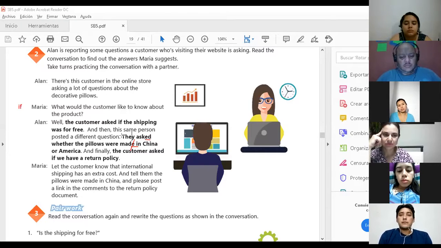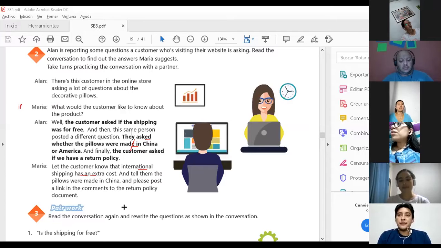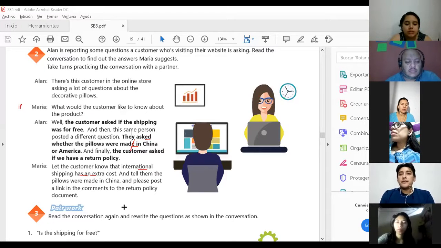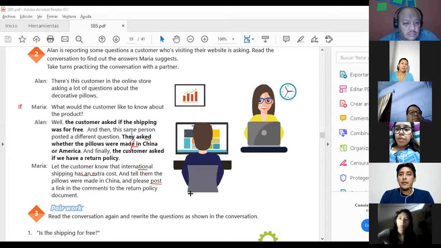Let the customer know. How do you pronounce this? Let the customer know. Let the customer know that international shipping has an extra cost. Exactly. Let the customer know that international shipping has an extra cost. And tell them the pillows were made in China. And please, post a link in the comments to the return policy document.